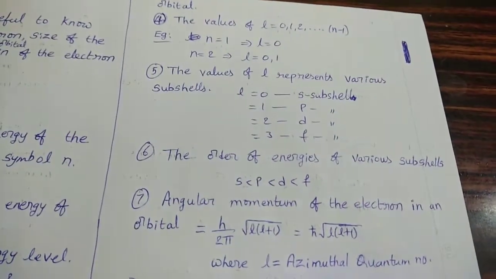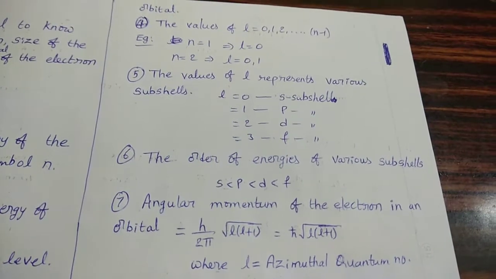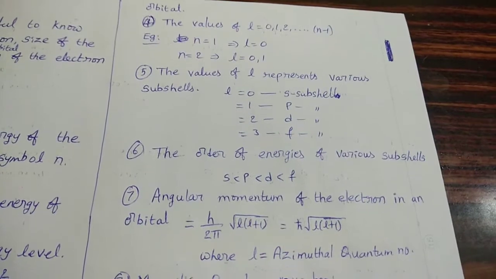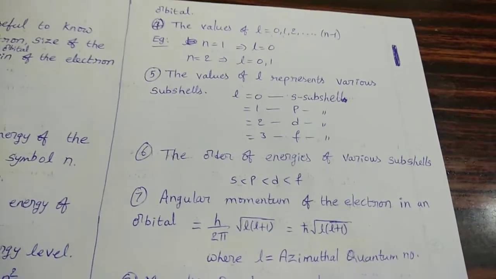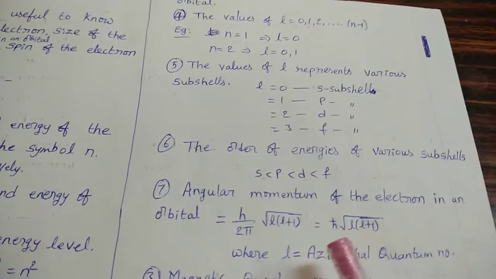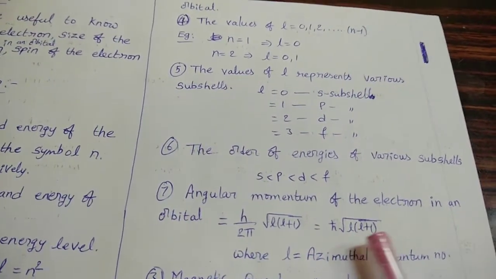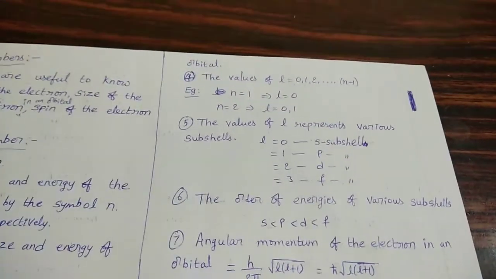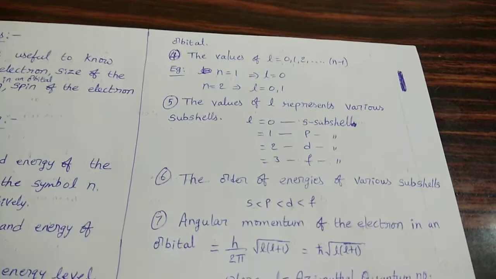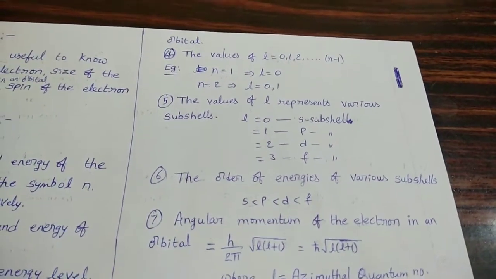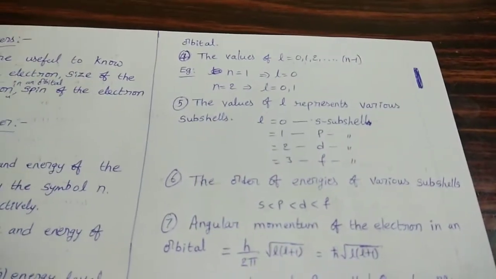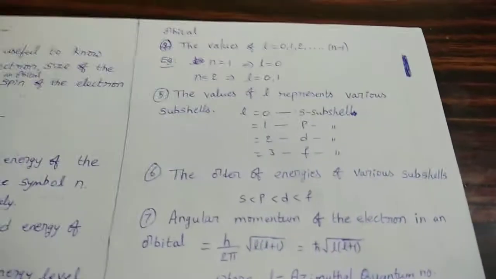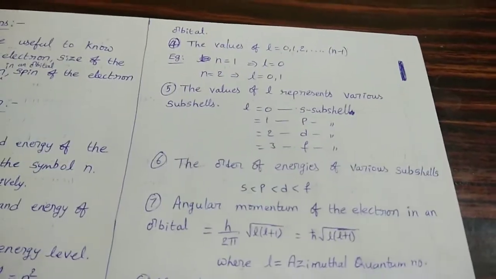Next, angular momentum of the electron in an orbital equal to h by 2 pi into root of l into l plus 1. l is the azimuthal quantum number. It can be written as h cap into root of l into l plus 1. So in this way, about the three-dimensional shape of the orbital, that means subshells, we can get information from the azimuthal quantum number. l values give information about subshells. What type of subshell is there?